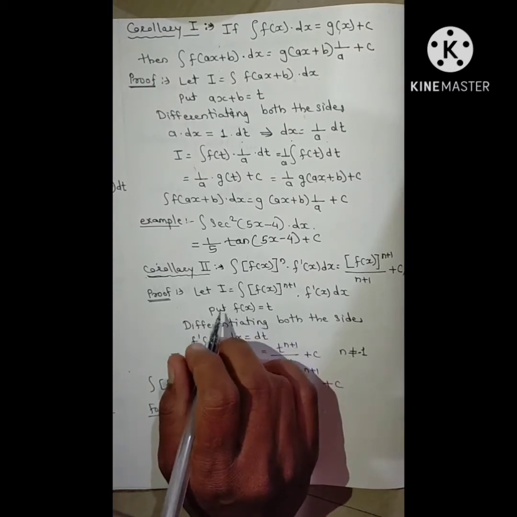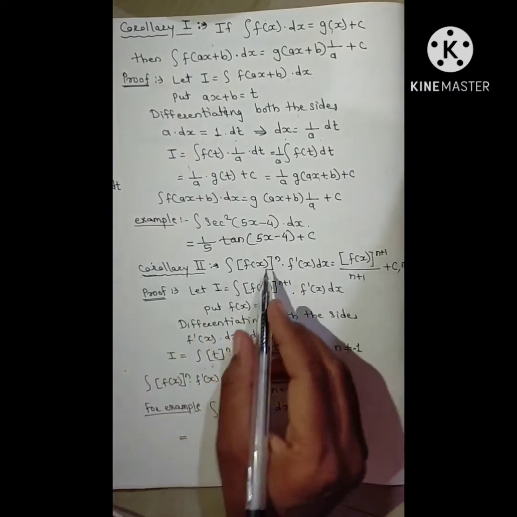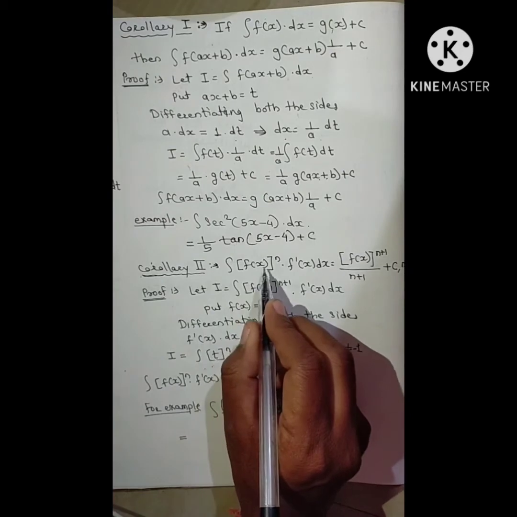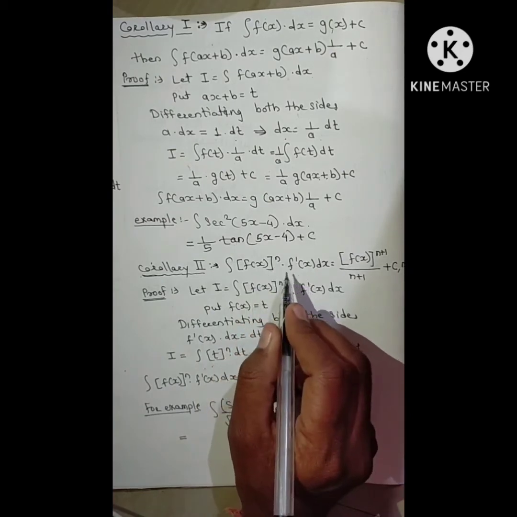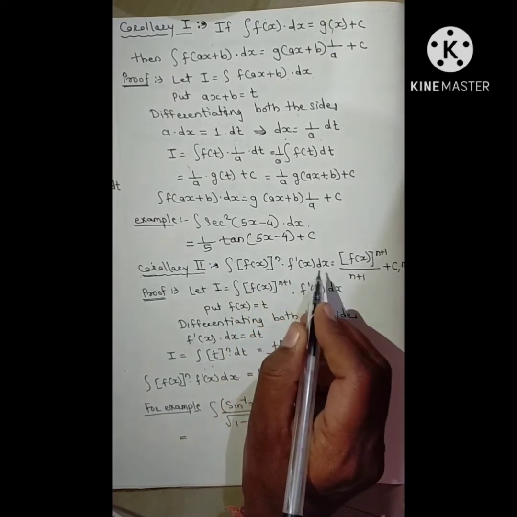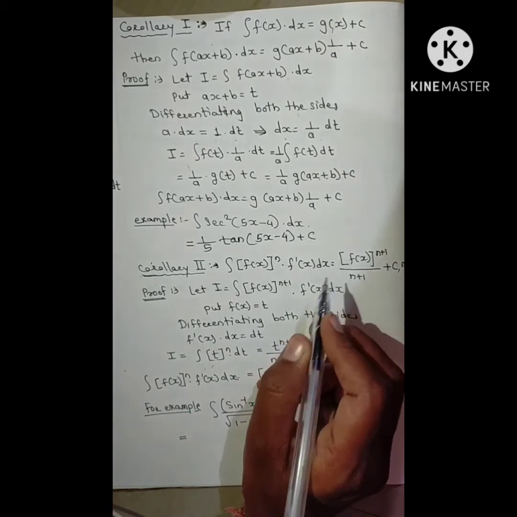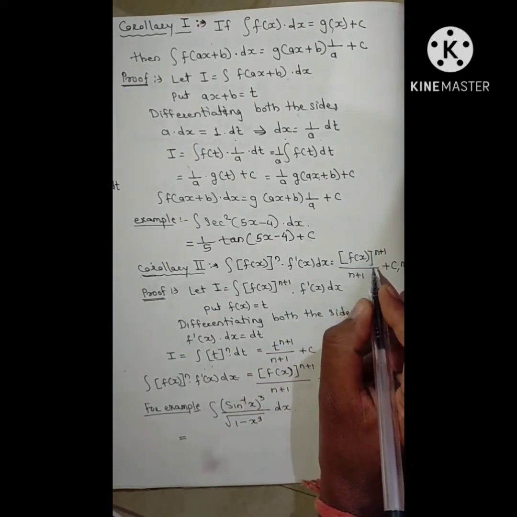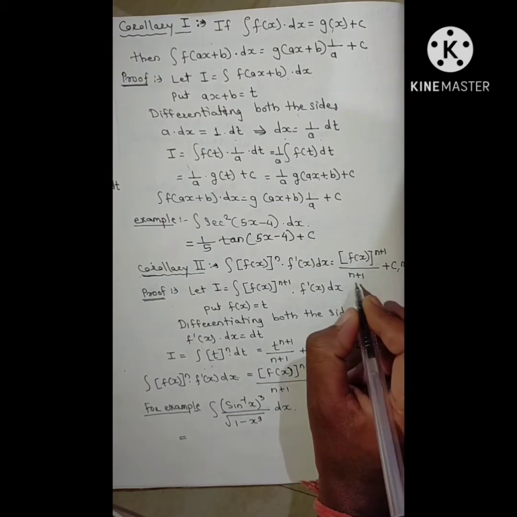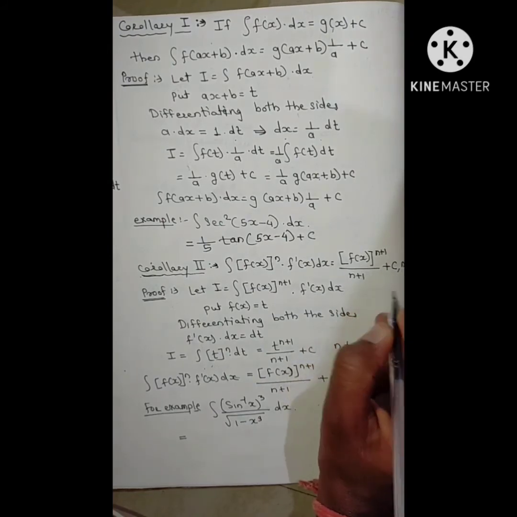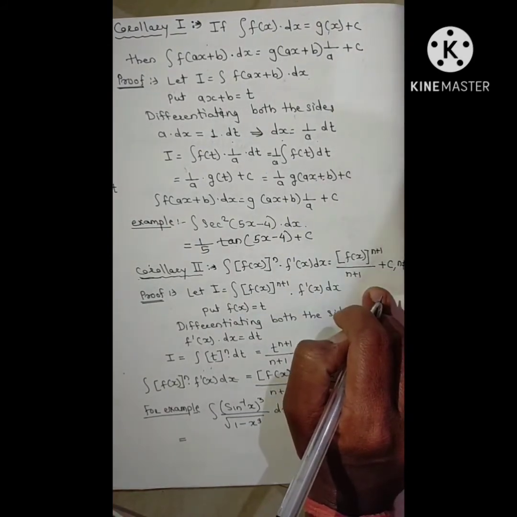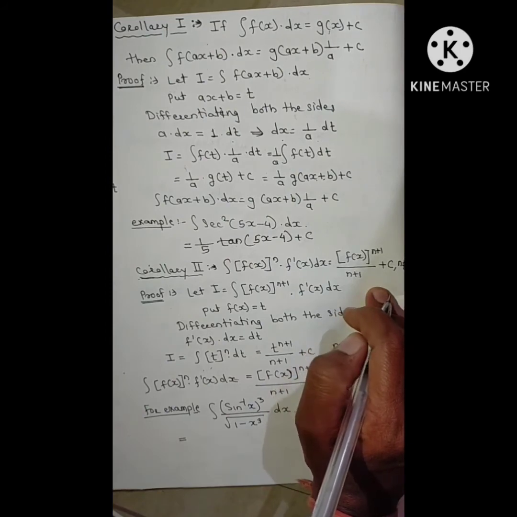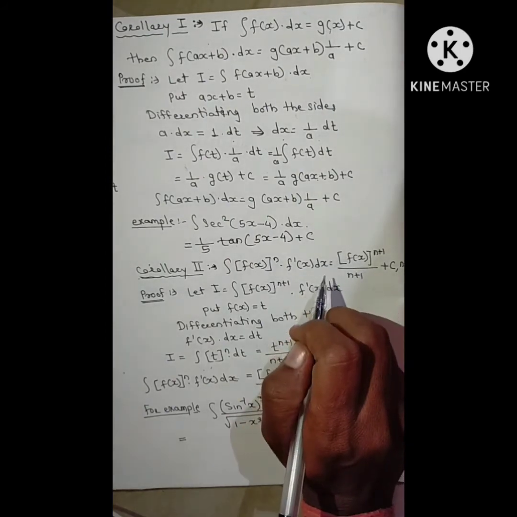Now corollary second: integration f of x raised to n into f dash x into dx is equal to f of x raised to n plus 1 divided by n plus 1 plus c, where n is not equal to minus 1. Okay, we have to prove this corollary.